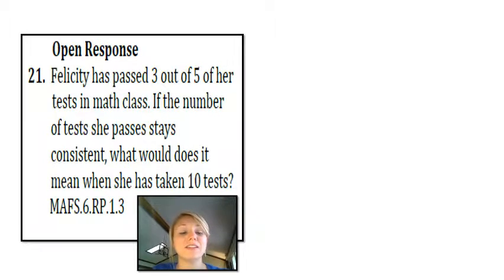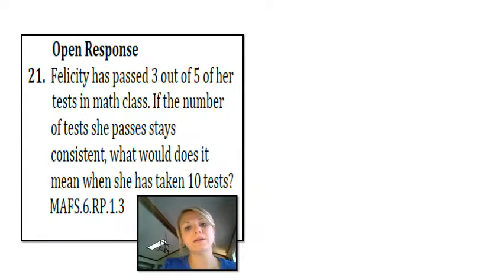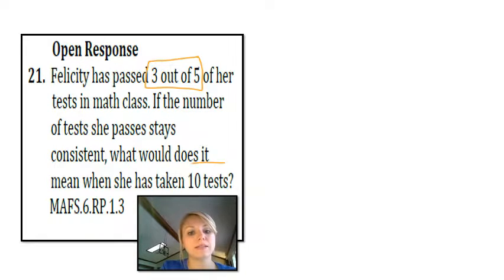All right, let's look at this one. Question 21 says, Felicity has passed 3 out of the 5 tests that she's taken in math class. If the number of tests she passes stays consistent, it should say, and it doesn't, what would happen if she's taken 10 tests? What would be the pattern there? Well, let's take what we know. Let's circle what we have. We know that we need to use the 3 out of 5, right? And we know that 10 is a number that we should probably look at.